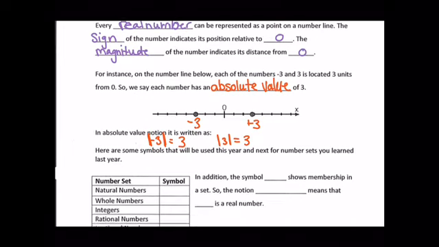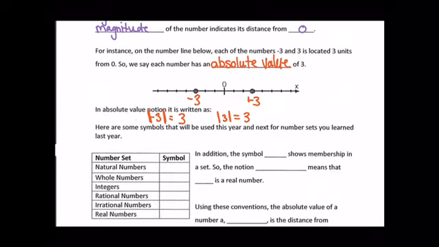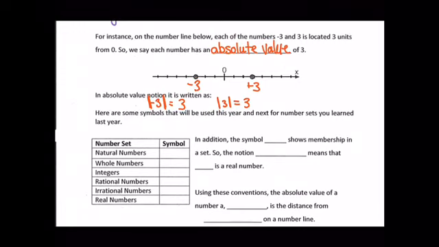I'm now going to talk about the different types of numbers. So there's some symbols that we use to identify different types of number sets. You've probably seen these before. So natural numbers, it's indicated by a bold N. Whole numbers is identified by a bold W.